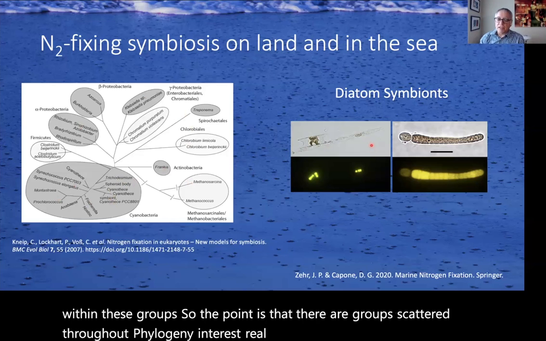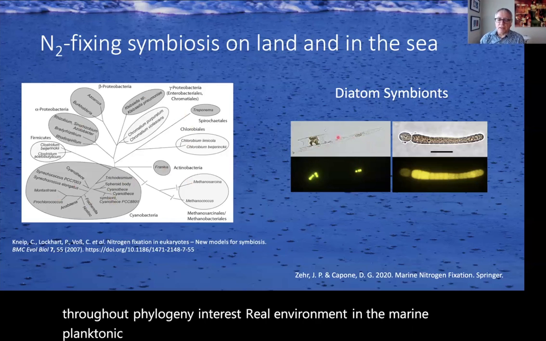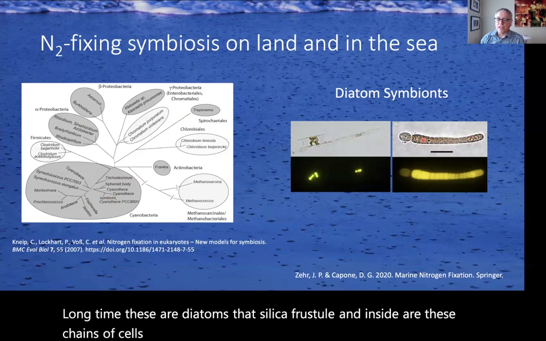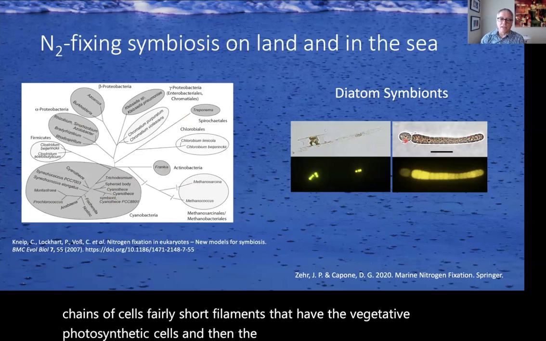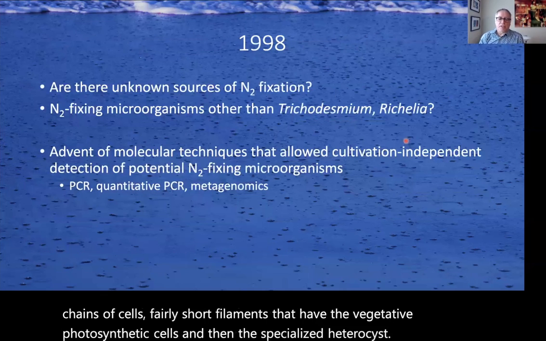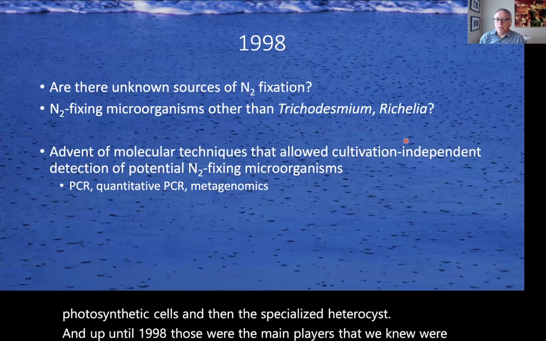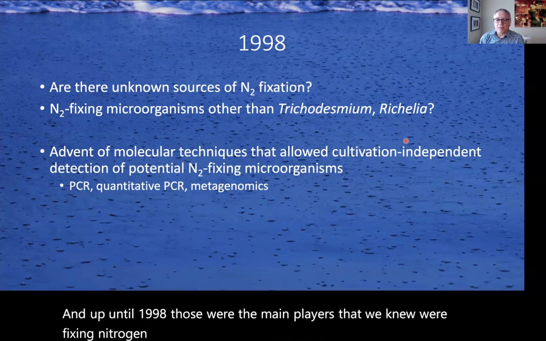In the marine planktonic environment, we've known about these diatom symbionts for a long time. These are diatoms, silica frustule, and inside are these chains of cells, fairly short filaments that have the vegetative photosynthetic cells and then the specialized heterocyst. And up until 1998, those were the main players that we knew were fixing nitrogen, and there was a lot of speculation. Are there other nitrogen fixing organisms?